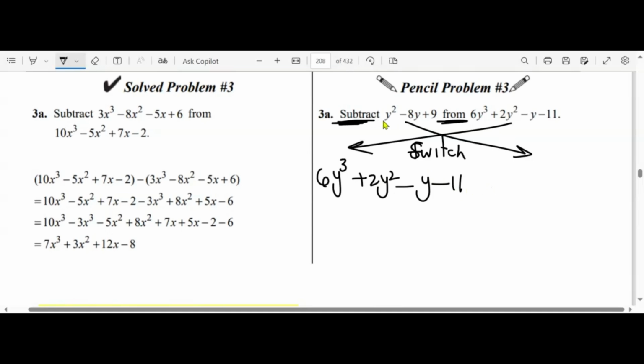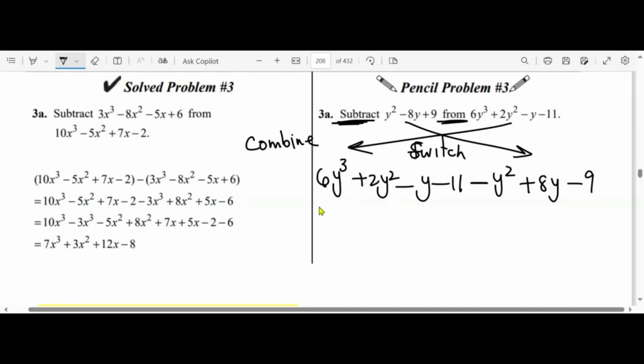Now everything here is going to change the sign. So it's going to be negative y squared plus 8y minus 9. You have to change the sign. Okay, now we're going to combine like terms, right?